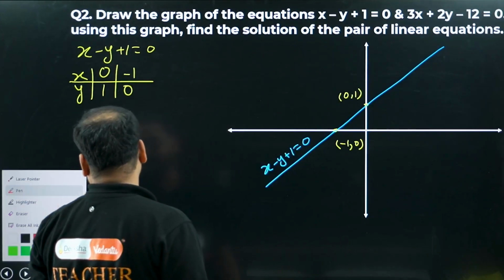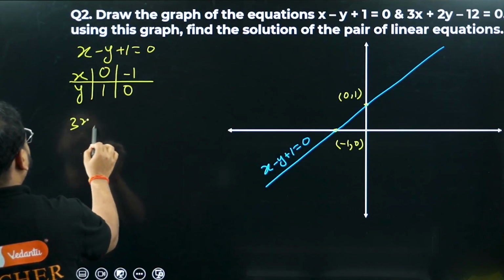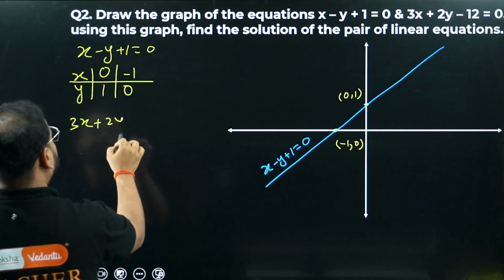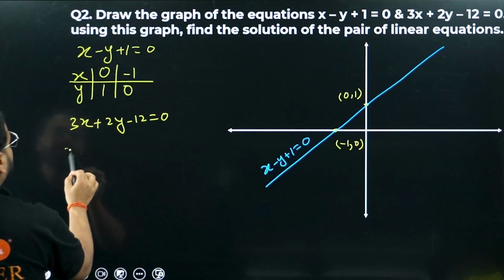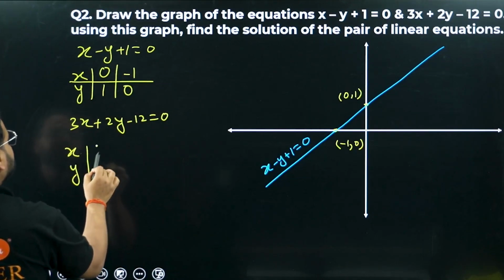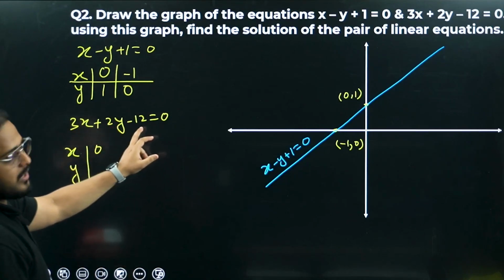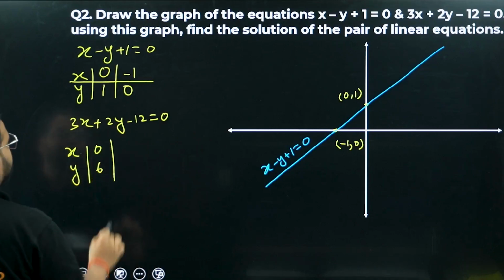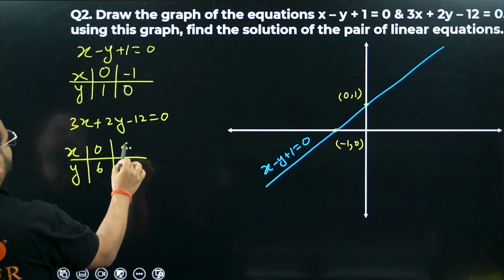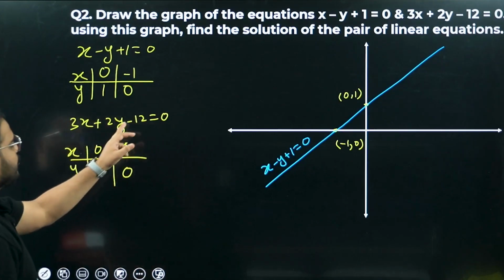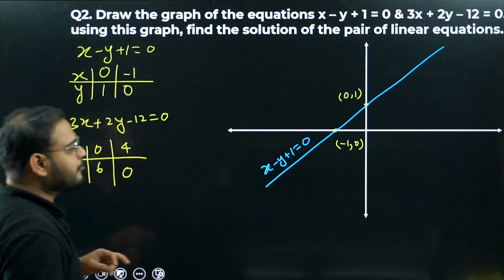Now the next line, 3x plus 2y minus 12 equals 0. Please put x and y like this. x is 0. What is the y value? x is 0 means 2y equals 12, so y is 6. Now put y as 0. x is how much? 4. Put y as 0, take 12 to the other side, 3x equals 12. So 4. The points are 0, 6 and 4, 0.